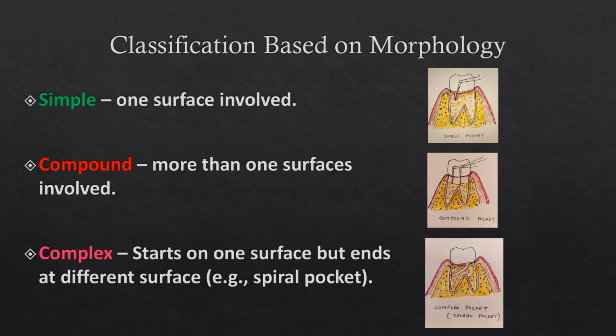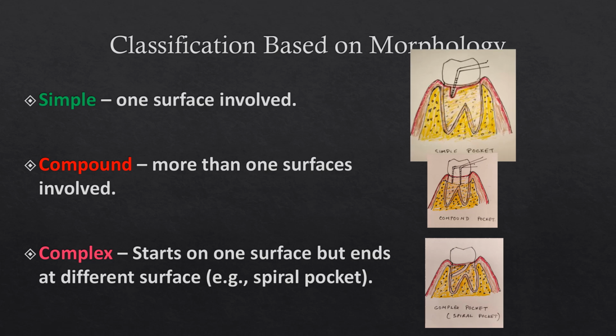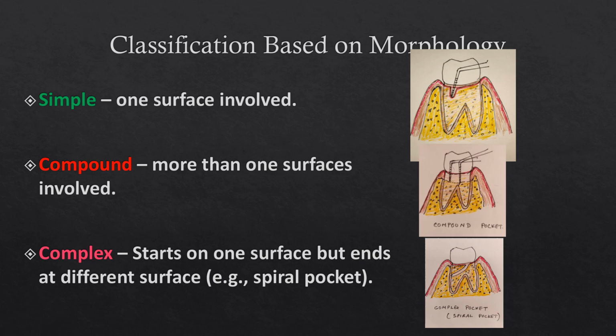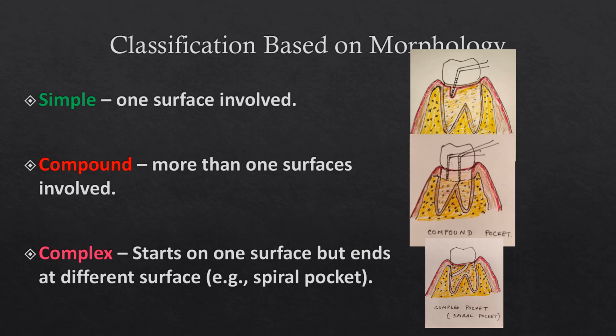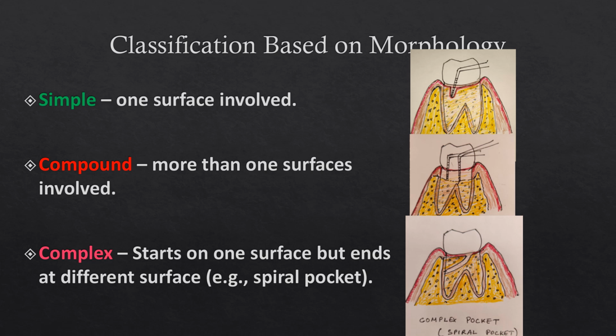Based on the morphology, pockets can be simple, compound or complex. Simple pocket involves only one tooth surface. Compound pocket involves two or more surfaces. Complex pocket has tortuous path that may begin on one surface and spiral around the tooth to end up on another surface.